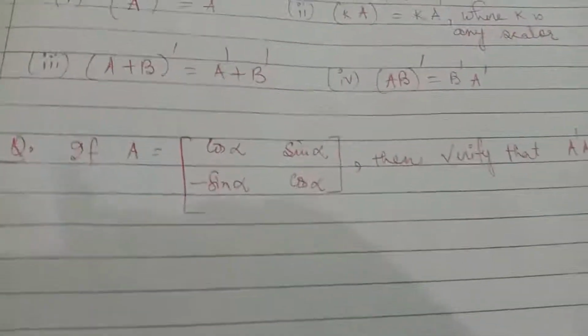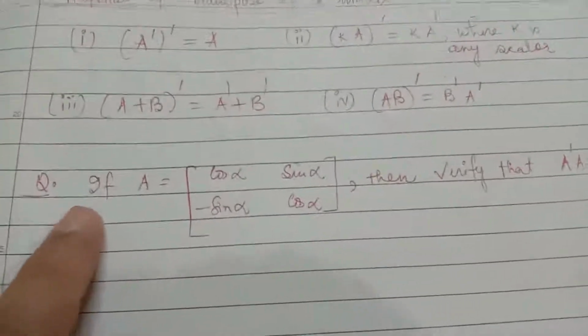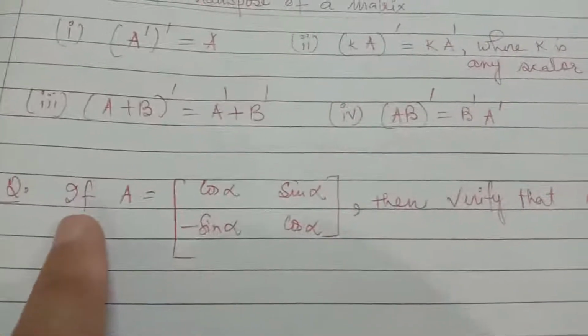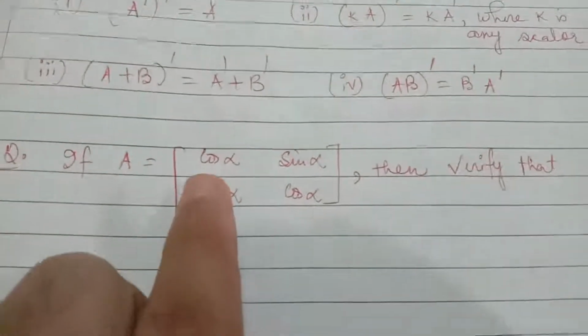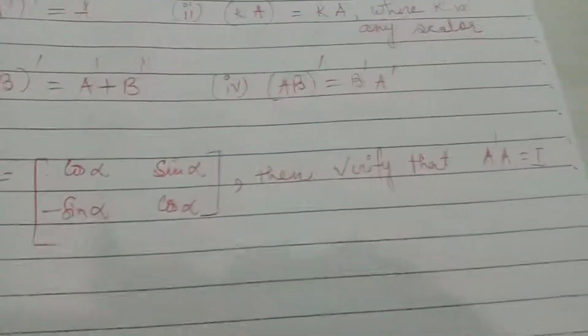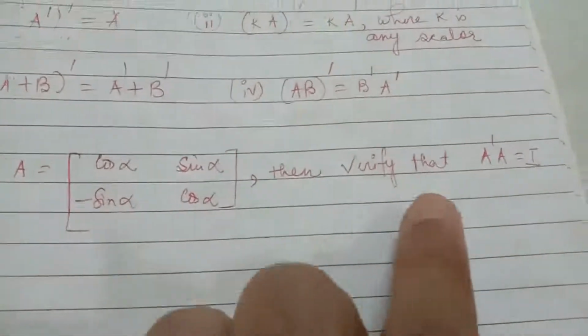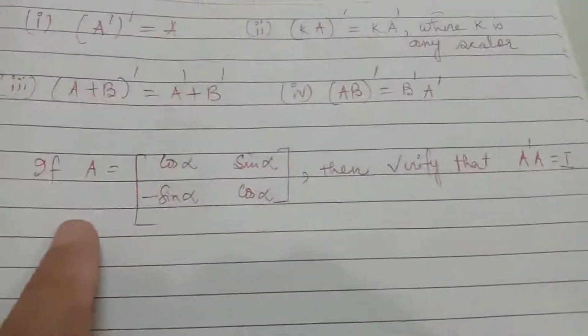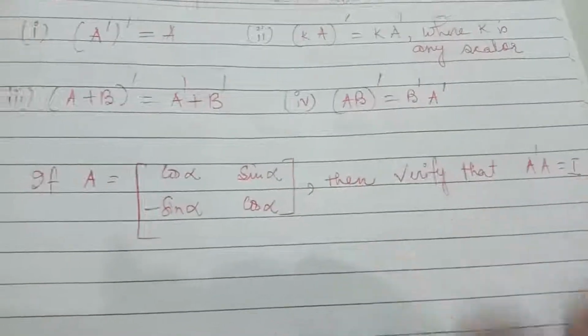Let us start with a simple example. This question is given in the NCERT book. If A equal to first row cos alpha, sin alpha and second row minus sin alpha, cos alpha, then verify that A into A dash equal to I. We have to show A transpose into A equal to the identity matrix.